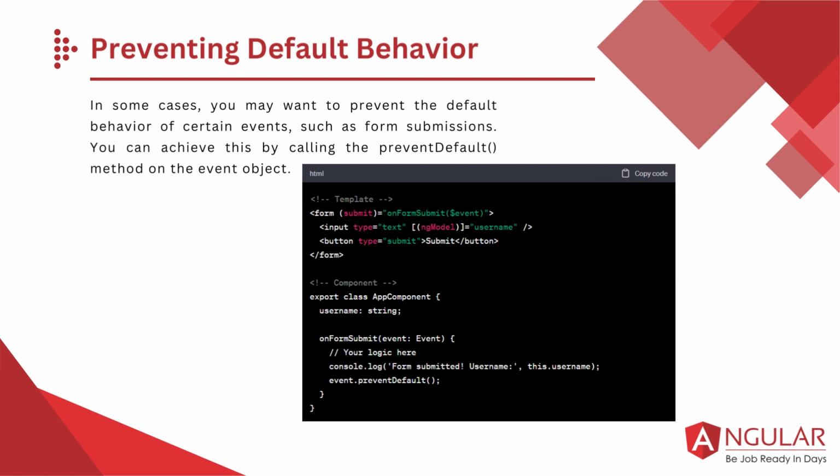7. Preventing default behavior. In some cases, you may want to prevent the default behavior of certain events such as form submissions. You can achieve this by calling the preventDefault method on the event object.